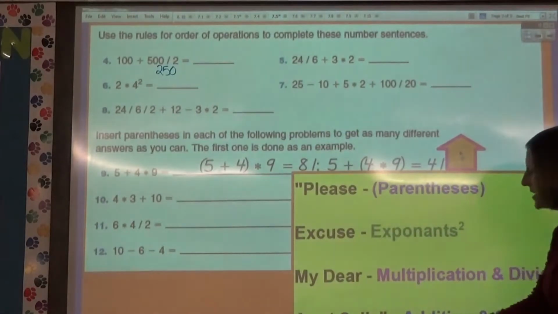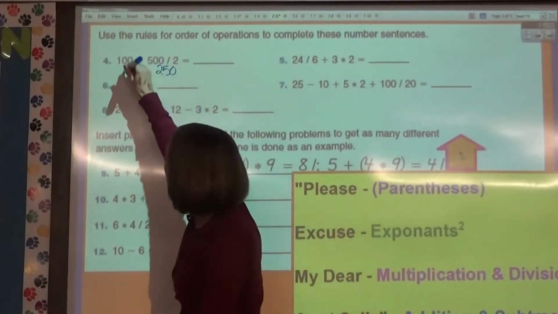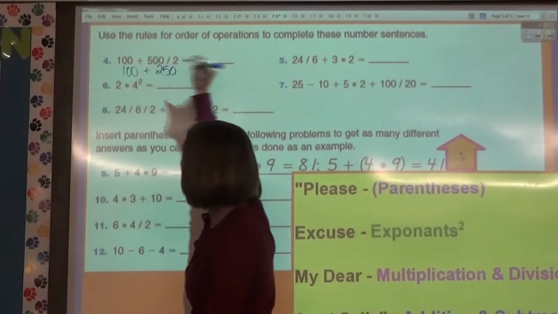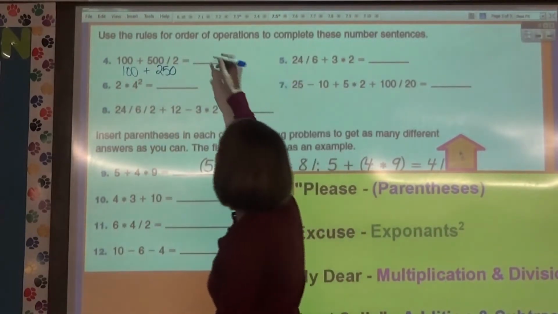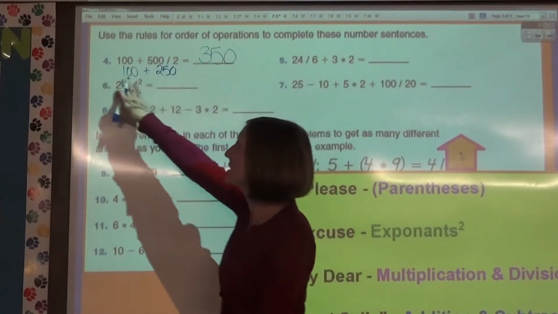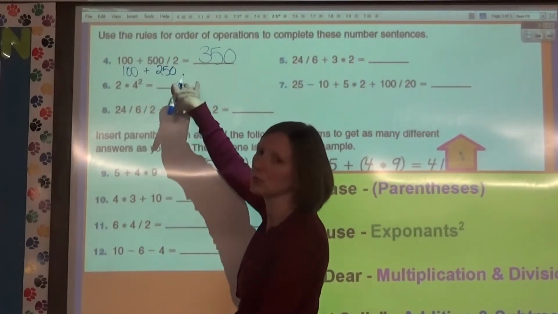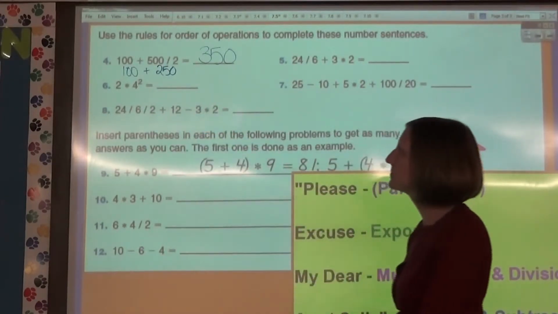Then I do my addition and subtraction. I always work from left to right. So I have 100 plus 250, and so I can find my answer. Notice we didn't start with 100 and say 100 plus 500 is 600 divided by 2. That would have given us a different answer.